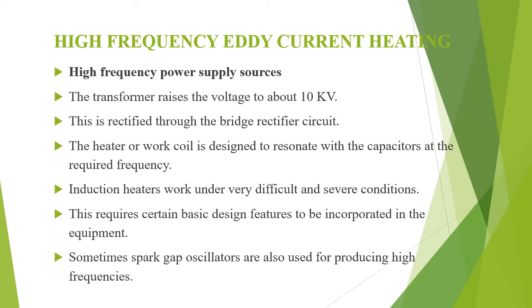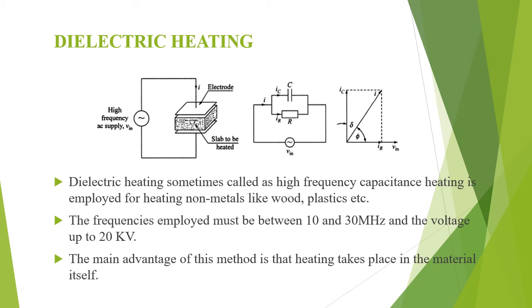Sometimes we can also use spark gap oscillators to produce the high frequencies. Dielectric heating. Dielectric heating is called high frequency capacitance heating. It is employed for heating non-metals like wood, plastics, etc. As shown in the figure, the material to be heated is placed between two electrodes, which may be two parallel plates, across which high frequency AC supply is applied. The frequency employed is between 10 to 30 MHz and the voltage is up to 20 kV. The main advantage of this method is that heating takes place in the material itself.